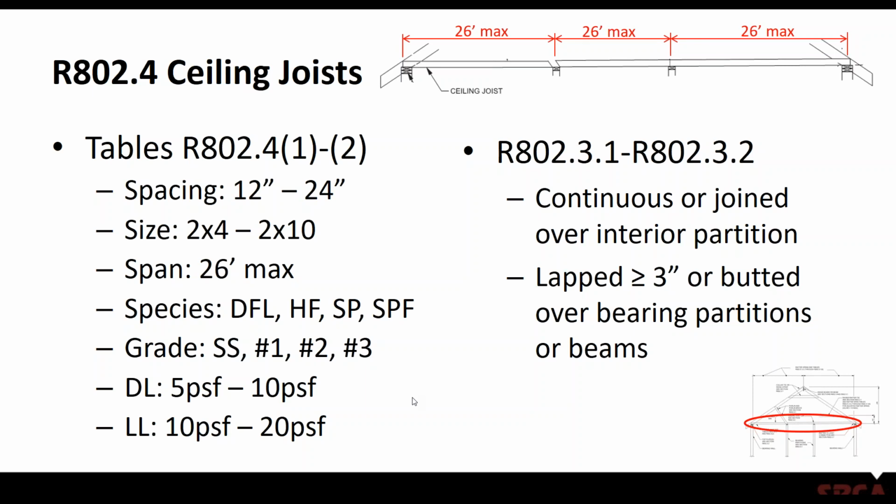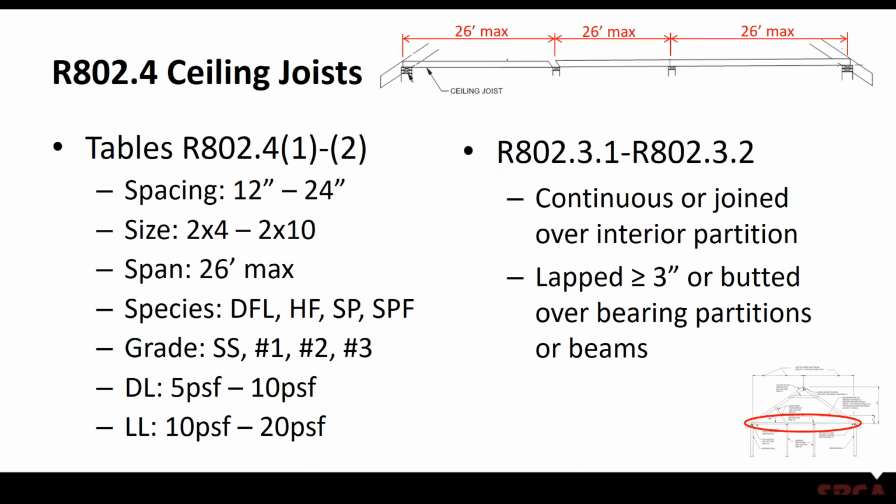The ceiling joist tables in the building code are based on 4 species: Doug fir larch, hem fir, southern pine, and spruce pine fir. 4 grades: select structural, number 1, number 2, and number 3. Dead loads of 5 pounds per square foot and 10 pounds per square foot, and ceiling live loads of 10 pounds per square foot and 20 pounds per square foot.